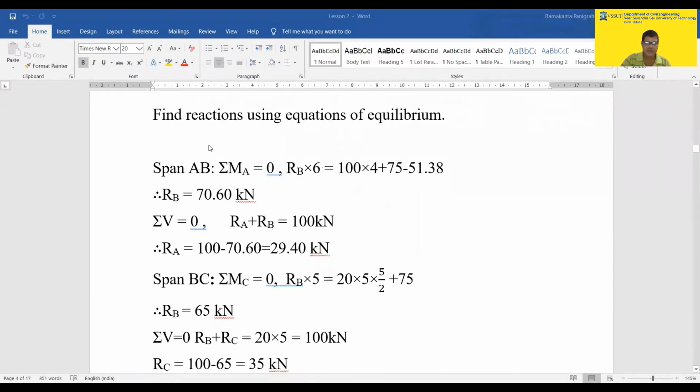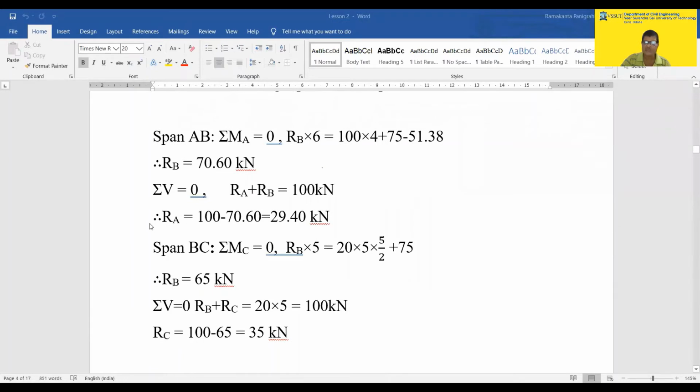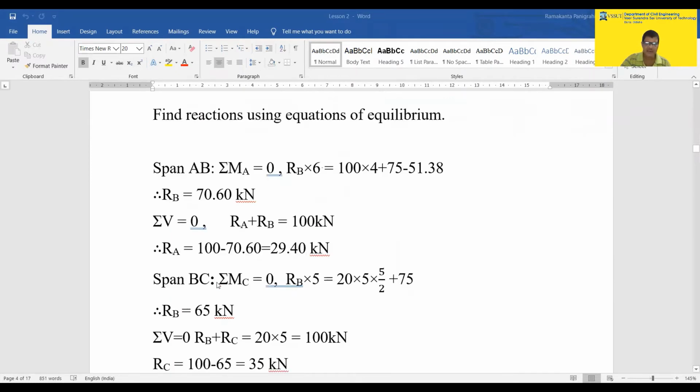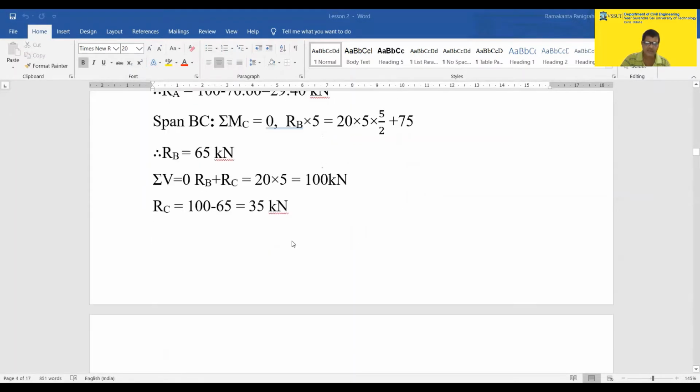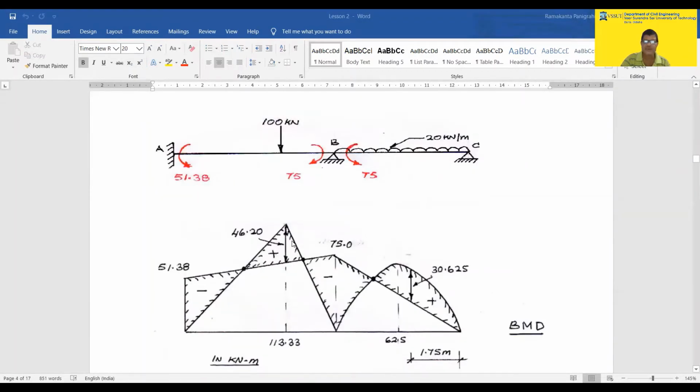Now, once you have the calculated value of RB, with sigma MB equal to 0 you can calculate the value of RA. Once you find RA and RB, you can put the second span BC. Similarly, calculate the values of RB and RC. Or if you calculate RC and RA, then you can take the total span ABC and put RA plus RB plus RC equal to the total load. So you can find the reactions either way, for each span. Once you find the reactions, then you draw the bending moment diagram.